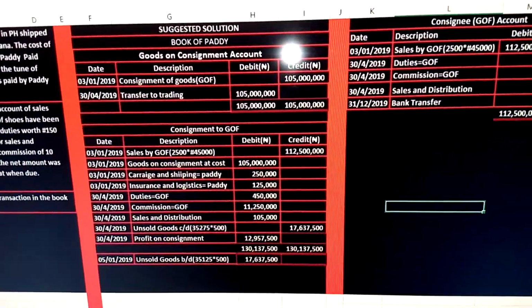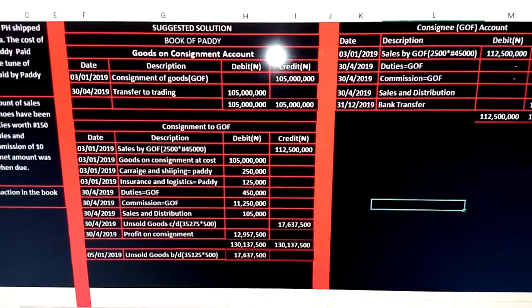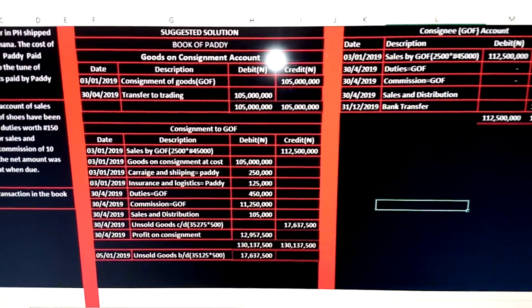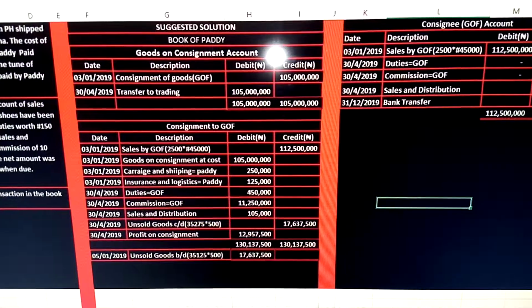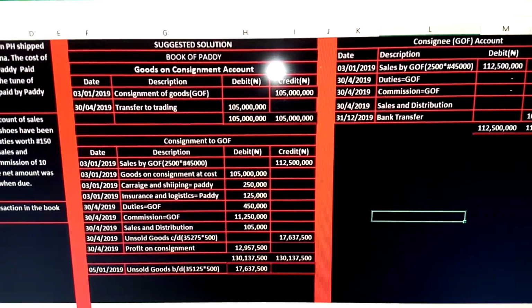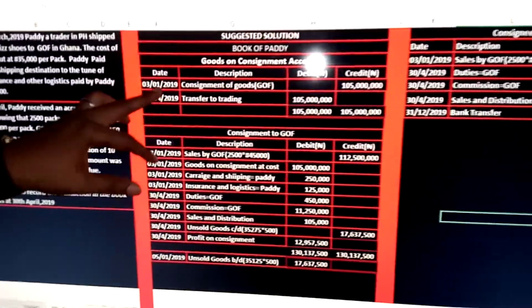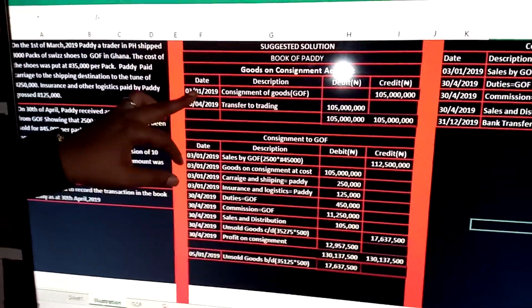Okay, so what do we have? Goods on consignment account. Basically, we want to know the cost of the goods that are on consignment. That will go to the general trading account of Paddy. Okay, so what do we do? Goods on consignment.